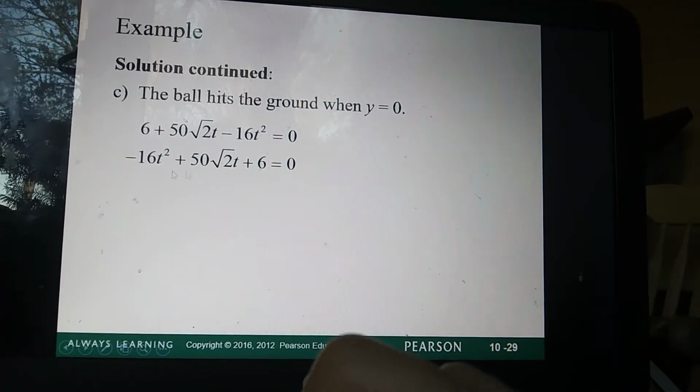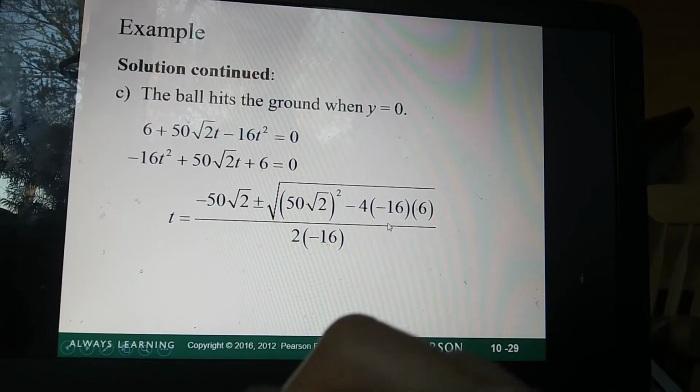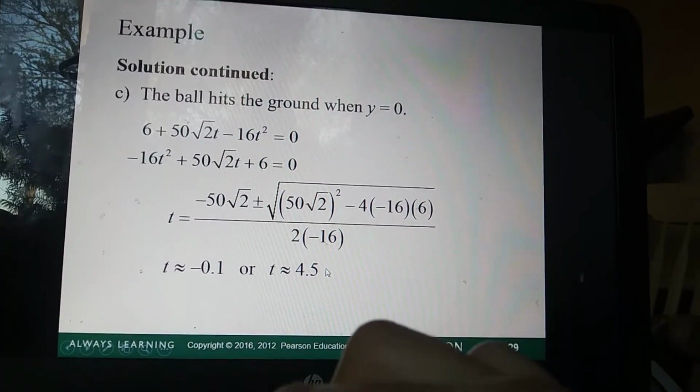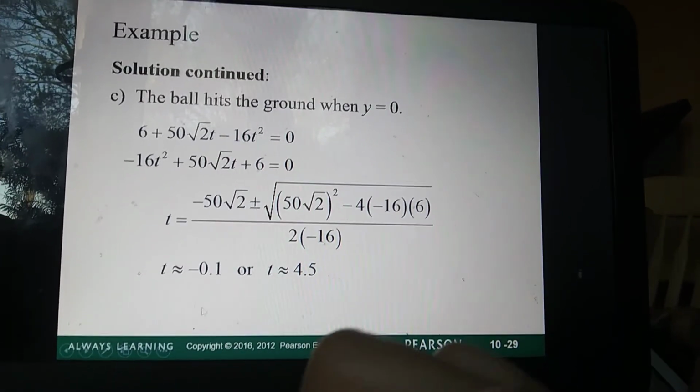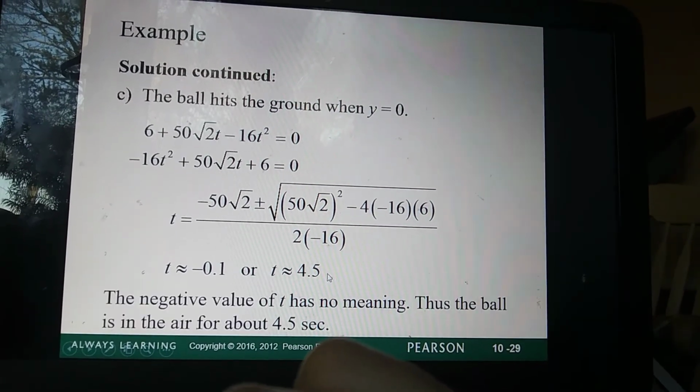So we solve this. This is a quadratic, so we're going to have to plug it in the quadratic formula. It's going to give us 2 times, a negative time and a positive. Remember, we're talking real world, so the negative won't count. So the time that it hits the ground will be approximately 4.5.